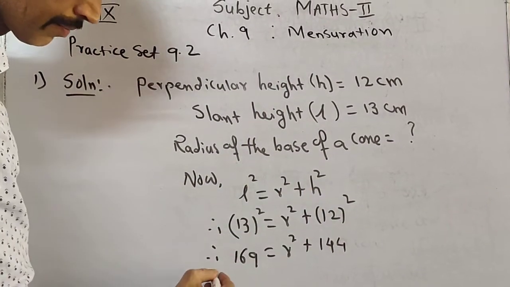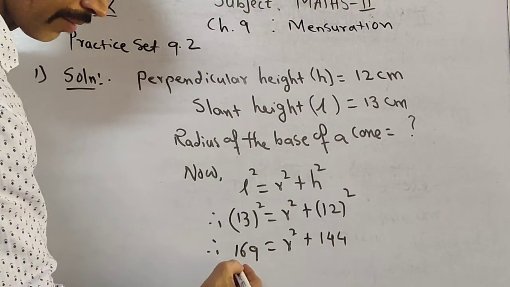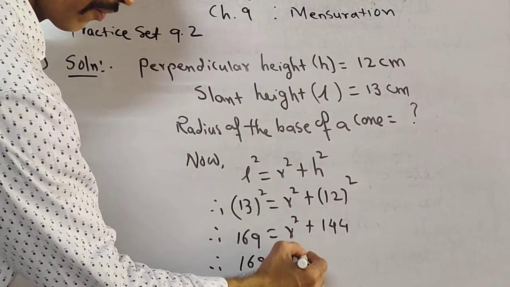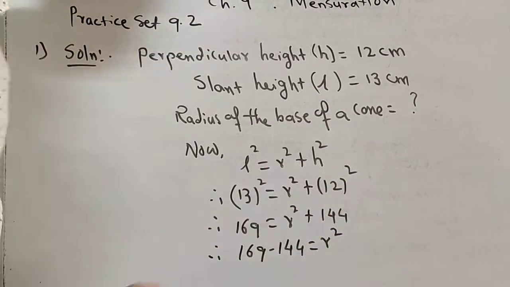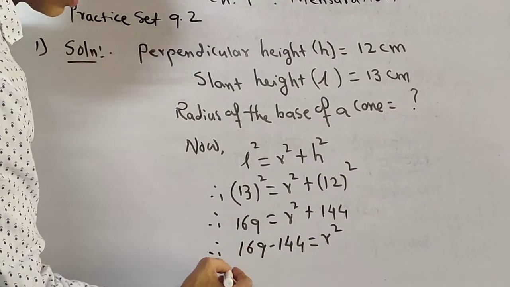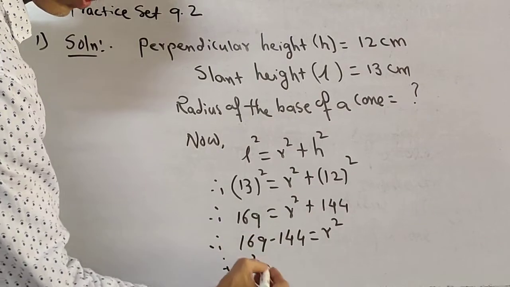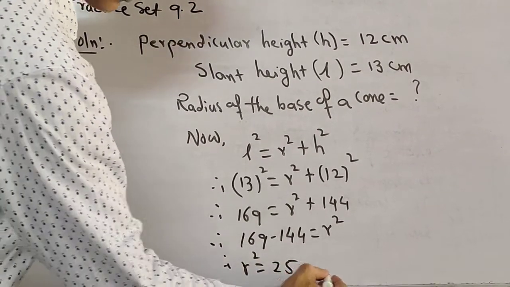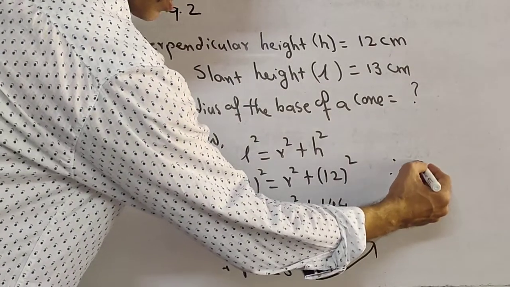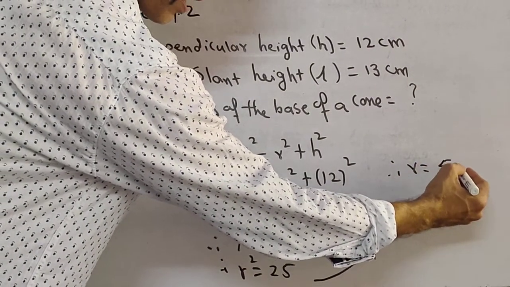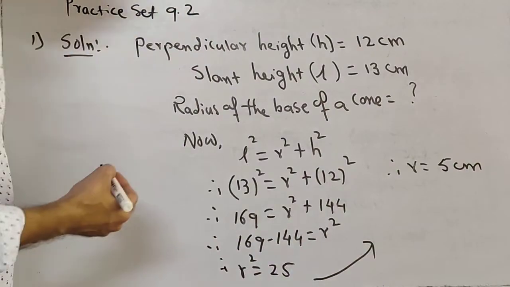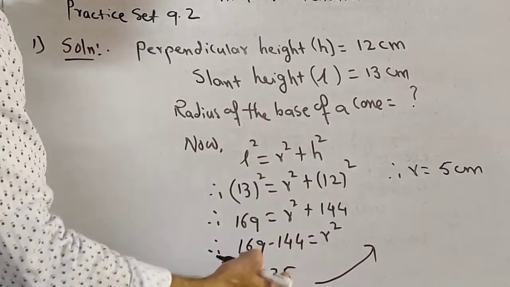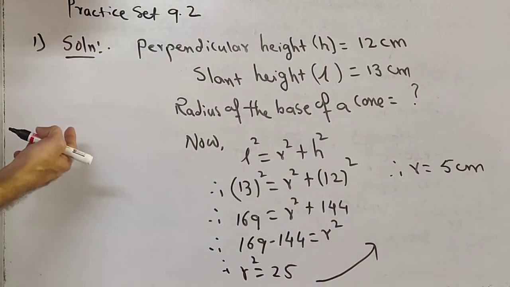Values are also very easy. So 144 will come here, becomes minus. So 169 minus 144 is equal to R square. If you will minus, you will get R square is equal to 25. And therefore R is equal to 5 centimeters. Taking square root, you will get R is equal to 5 centimeters.